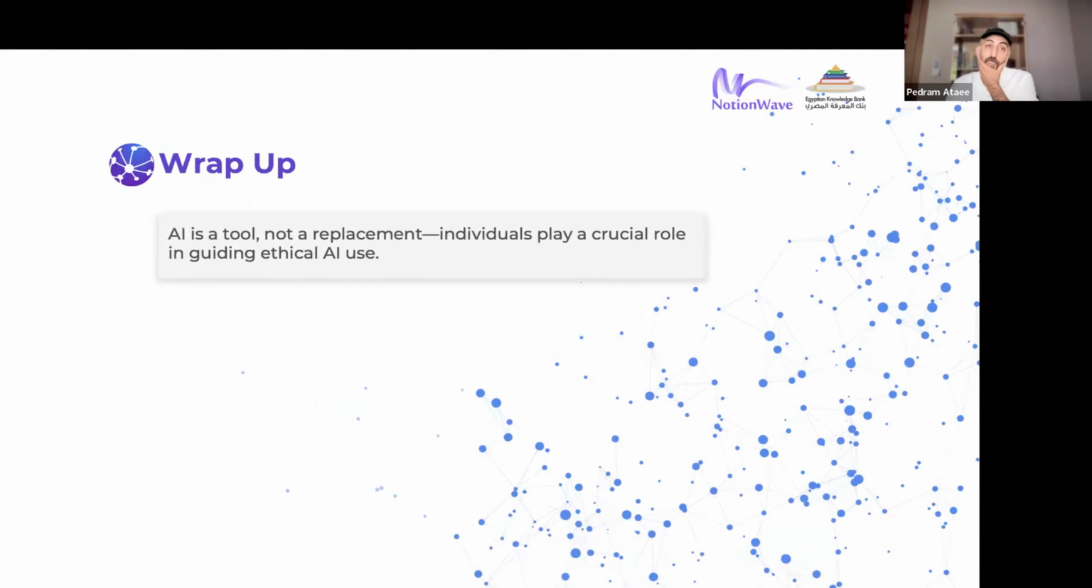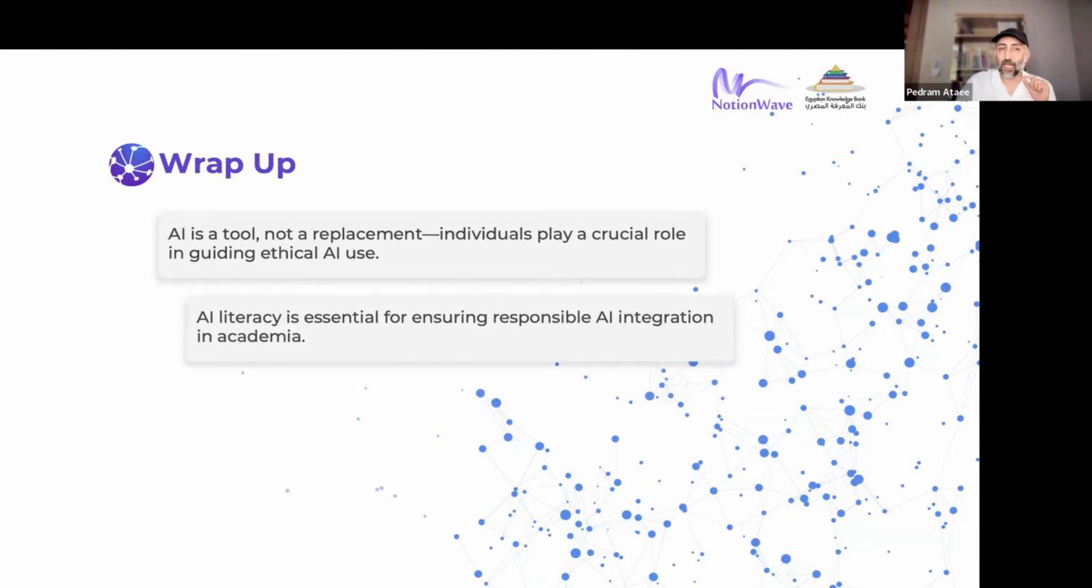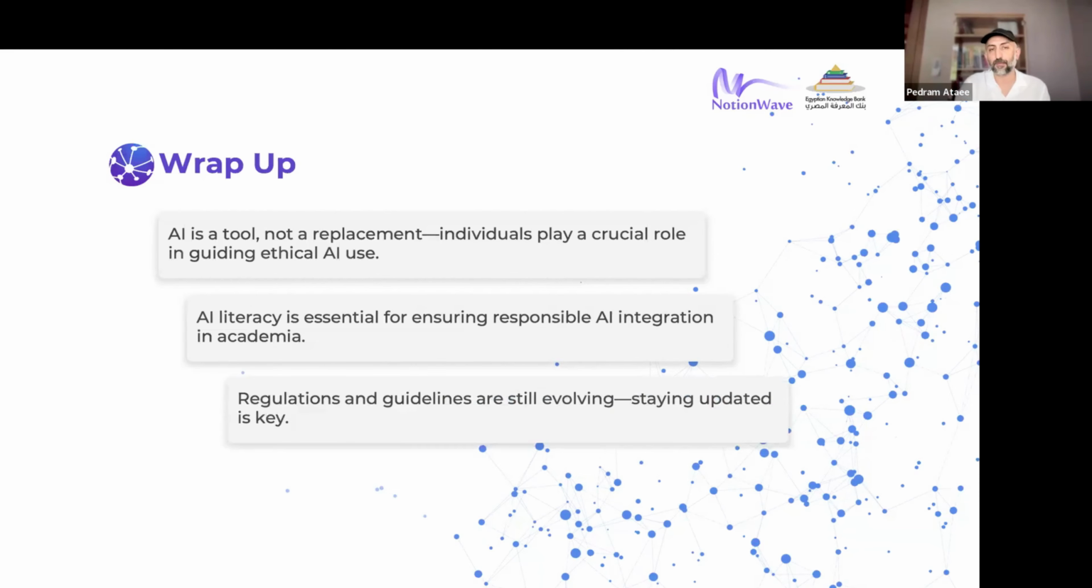So let's wrap up and have at least 10 minutes for your questions. If I want to wrap up the whole session, I'm going to say that AI is a tool, not a replacement. Individuals, either researchers or professors, play a crucial role in guiding ethical AI use. AI literacy is essential for ensuring responsible AI integration in academia. So do not only think about the tool. Think about what is the responsible tool, what is the efficient tool, what is the right way of using this tool, how we can generate value from these tools. These are things that we are building in the AI literacy programs. And obviously, regulation and guidelines are still evolving, so we have to keep ourselves updated with all the changes that we see.